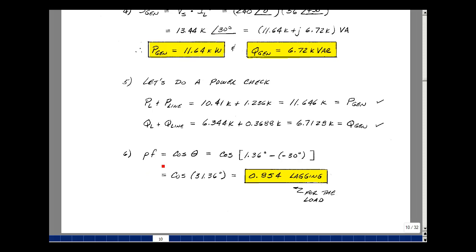Lastly, we're asked to calculate the power factor, which is the cosine of the angle theta, which is the angle of the voltage minus the angle of the current. So we had an angle on the voltage of 1.36. The angle on the current was minus 30 degrees, so subtracting that I get 31.36. Cosine of that is 0.854, but we can't tell whether this quantity is positive or negative by just looking at this result, but by looking back at the angle. Since it's positive, then it's a lagging power factor.